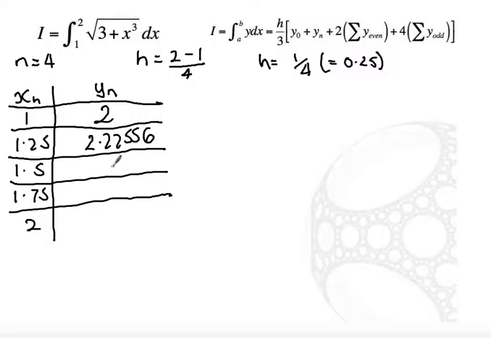If I evaluate the square root of 3 plus 1.5 cubed, I get 2.52488. If I evaluate the square root of 3 plus 1.75 cubed, I get 2.89126. And finally, if I evaluate the square root of 3 plus 2 cubed, I get 3.31662.